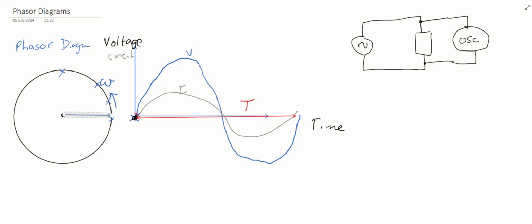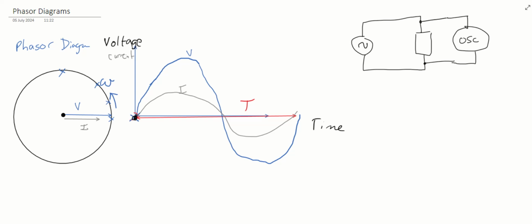So if we're looking at the point on here as a snapshot of time, that would represent the voltage, and this would be in phase with it and would represent the current. So that is the current, and this is the voltage. And then that becomes easier to represent in a phasor diagram in terms of the phase differences and things like that. Okay, so that is for a resistor.